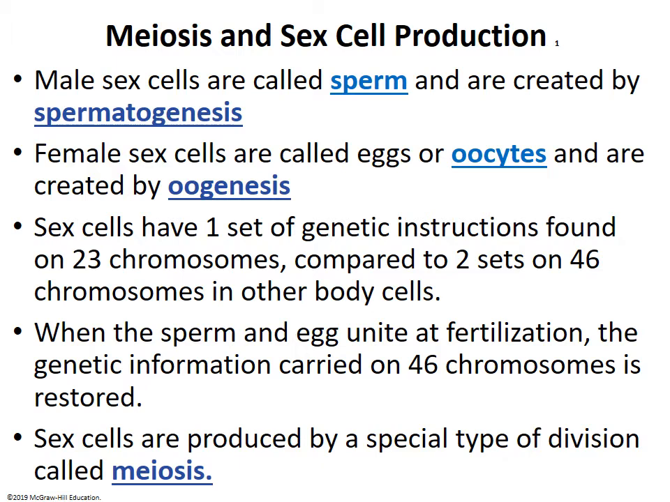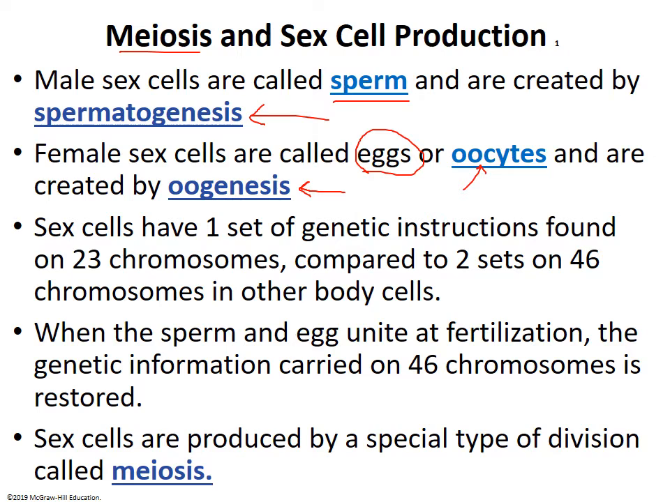Now, the male sex cells are called sperm, and they are created by a process called spermatogenesis. Spermatogenesis is just the more specific term for meiosis in males. In females, we commonly call what they produce eggs, but scientifically they're called oocytes, and that would be a good thing to know, just to let you in on a little secret. They're called oocytes, and the process by which they are created is called oogenesis. Again, oogenesis would simply be the specific name for meiosis in women.